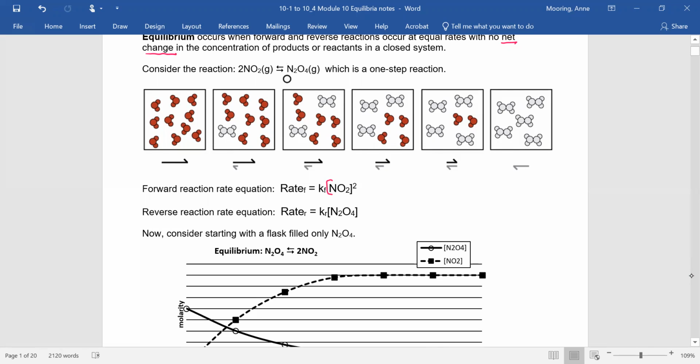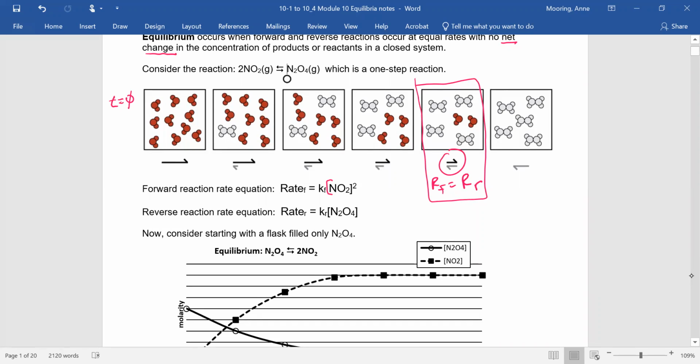So let's take a look at this diagram. We've got red representing our NO2 molecules, and this is time 0. We have a flask with just NO2 molecules in it. The reaction begins to proceed to produce N2O4. Eventually we form a fair proportion of N2O4 molecules, until we reach a state where the net concentration is constant. Notice that rate forward is equal to rate reverse.